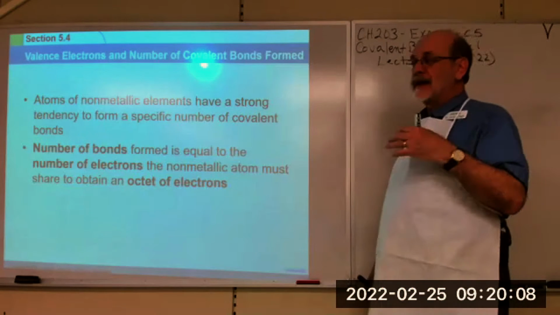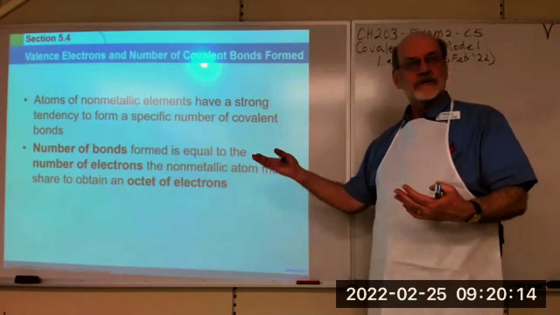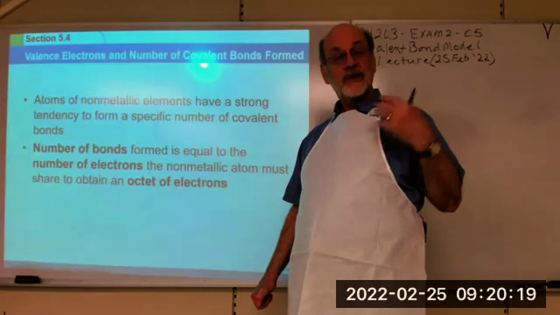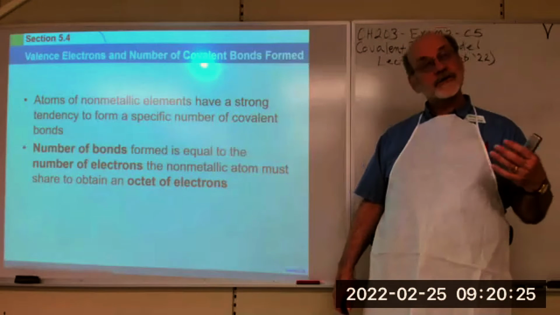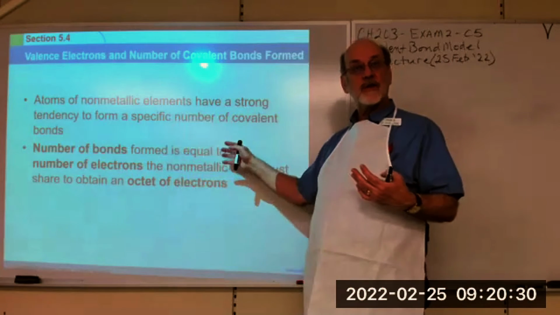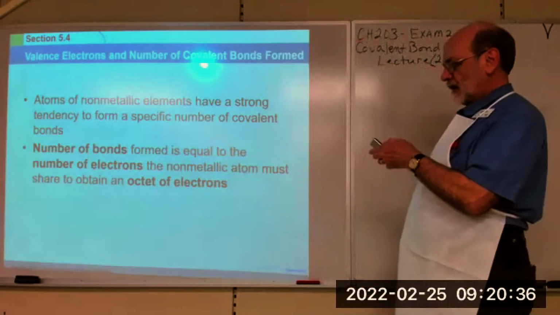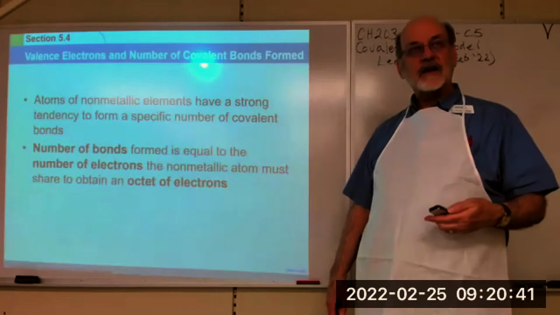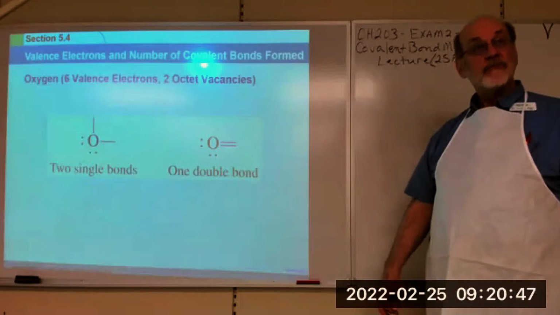Most nonmetals have a tendency to form a certain number of bonds. I mentioned oxygen. It tends to form 2 bonds. That's all it needs to complete its octet. So that could be a double bond or it could be 2 single bonds. For water, it's 2 single bonds with hydrogen. For carbon dioxide, it's a double bond with carbon on one side and another double bond with carbon on the other side. And it all depends upon how many electrons they need to complete the octet. So oxygen tends to form 2 bonds in some form.